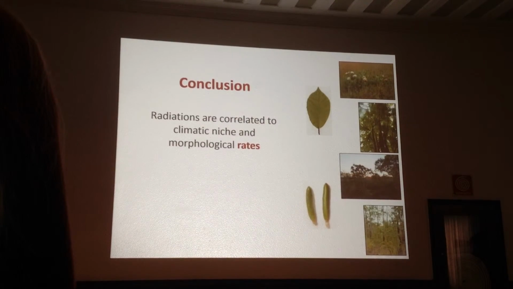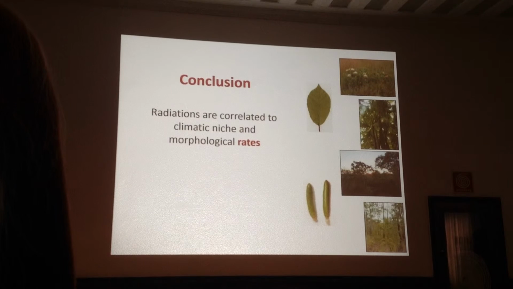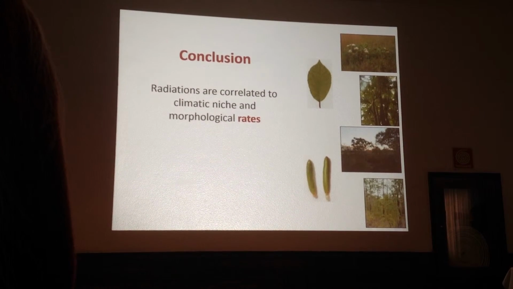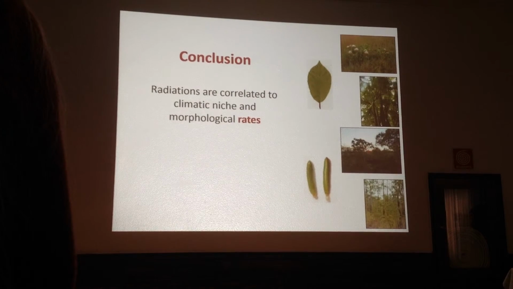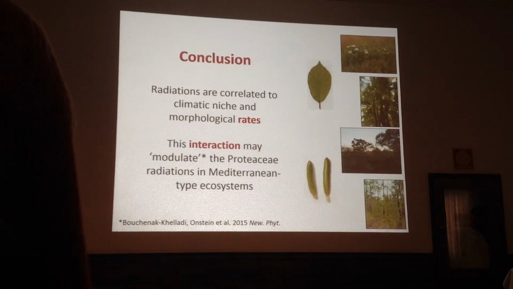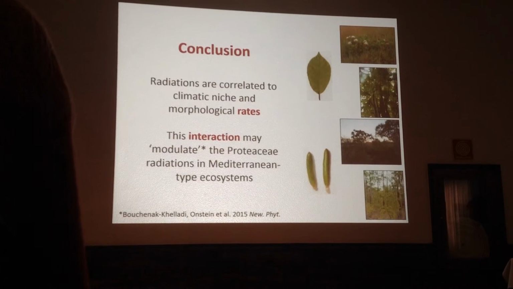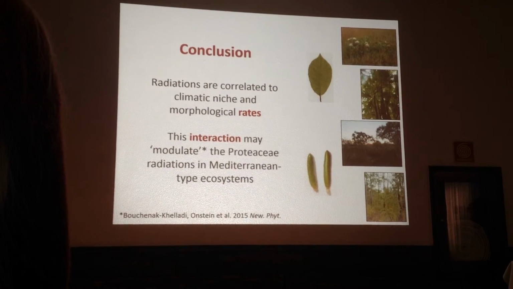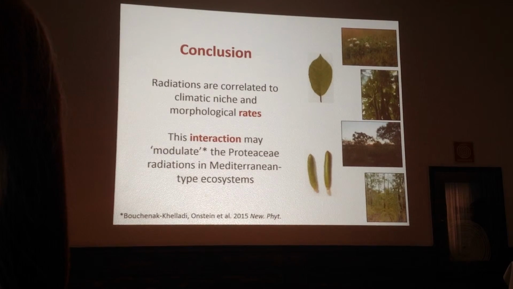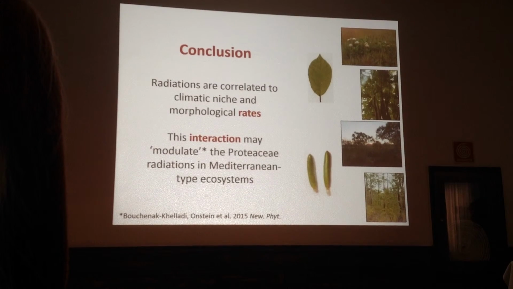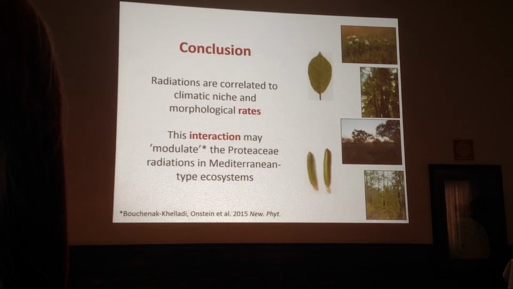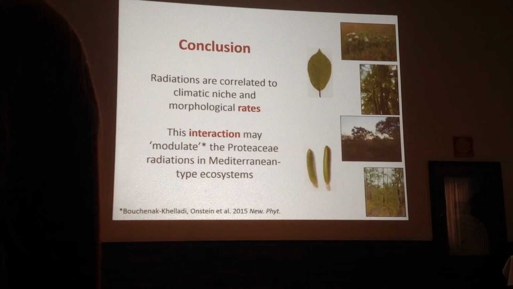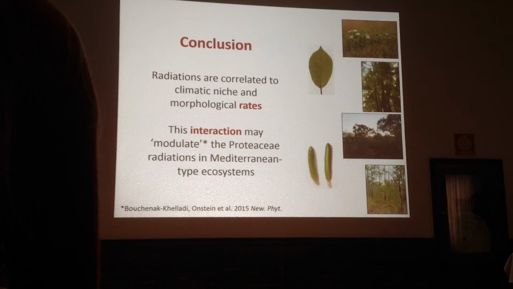So I conclude that lineages which show high rates of diversification seem to also show high rates of climatic niche evolution as well as disparification. And this suggests that this interaction may modulate the Proteaceae radiations in these Mediterranean-type ecosystems. But to really fully understand this, we would need more population-level studies to see if this ecological speciation indeed leads to reproductive isolation and ultimately speciation.